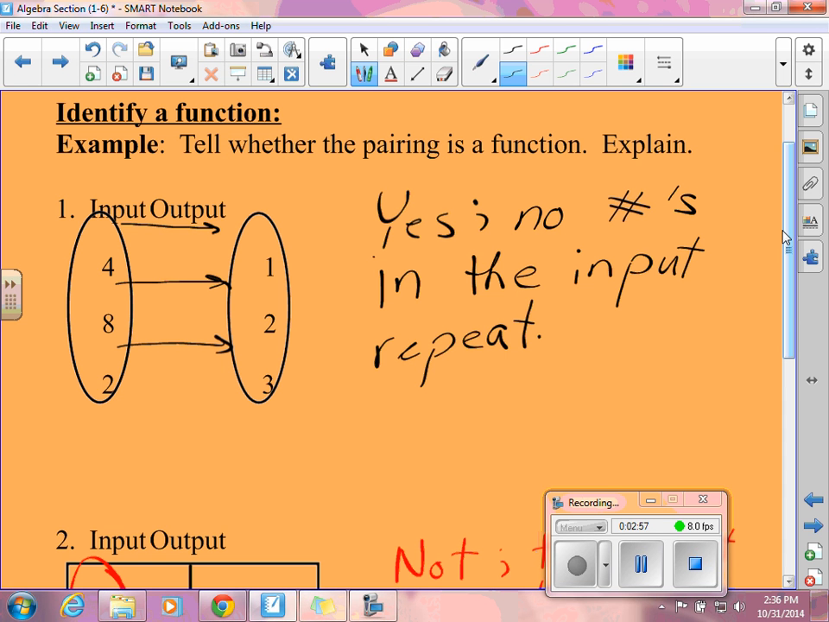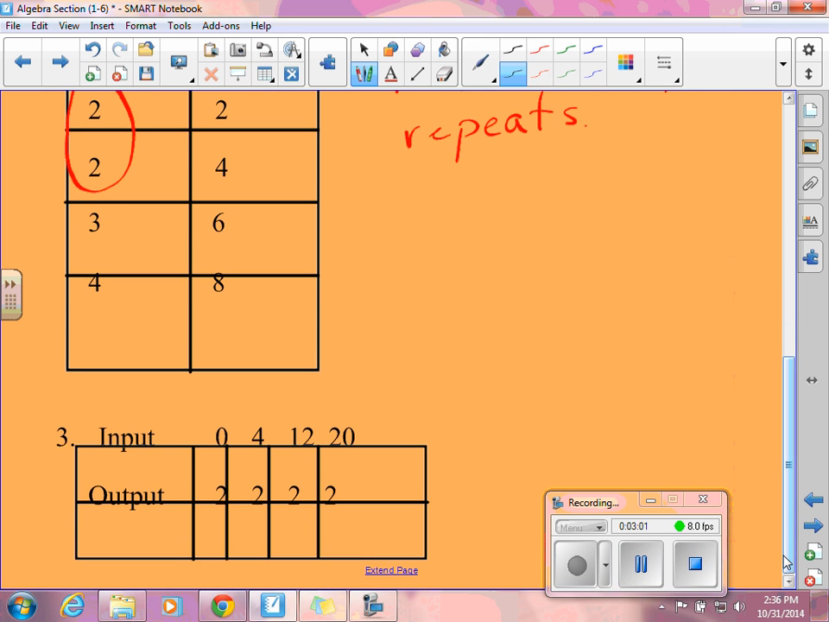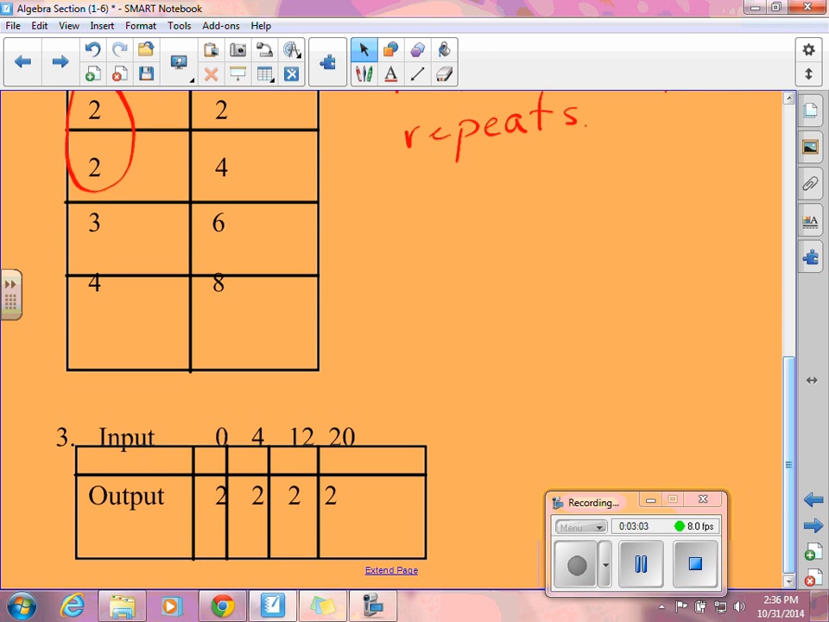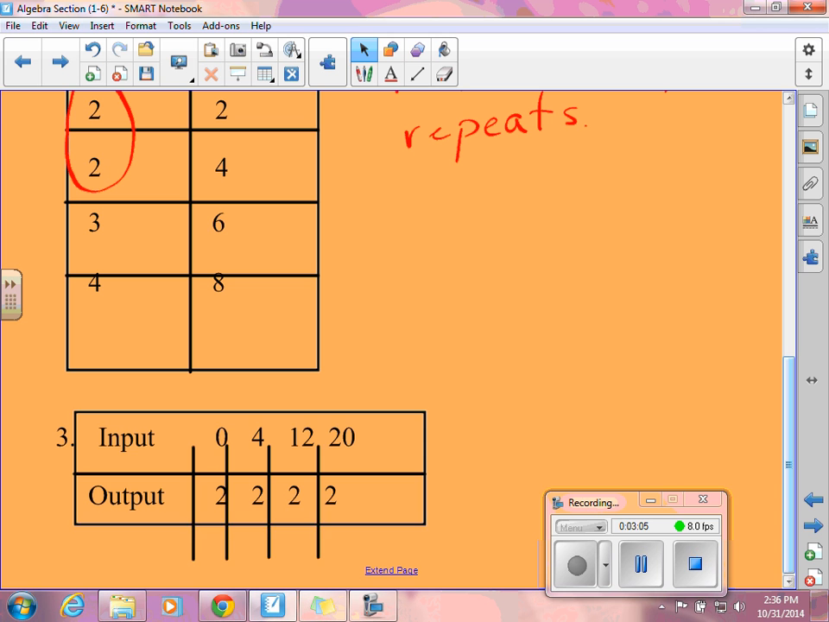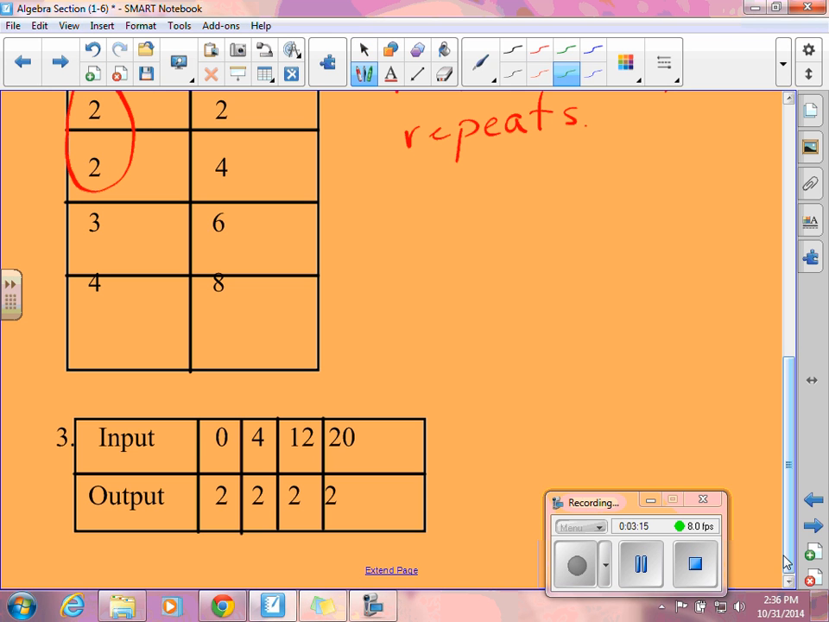Right? If I take a look at the last example, again, I'm going to just line this up a little bit better here. Okay. You can say, well, Mrs. Medvick, let's take a look at this. Is this a function, yes or no? It is a function, and the reason why it is, you'll take a look at the input. The input, the numbers are 0, 4, 12, and 20. None of those numbers repeat. So is it a function? Yes.